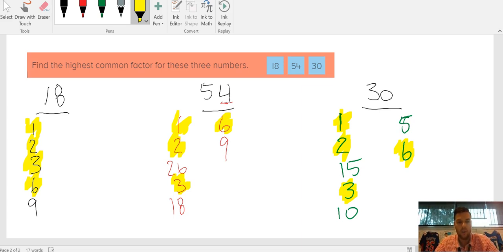What else are we looking at? Well, 18 is in this one, 18 is also here, 18's not there. So now we should be able to see that the largest number they've all got, the highest common factor that 18, 54, and 30 have in common, equals 6. Hopefully that gives you a bit of an understanding of factors and highest common factor and gives you a start, boys.